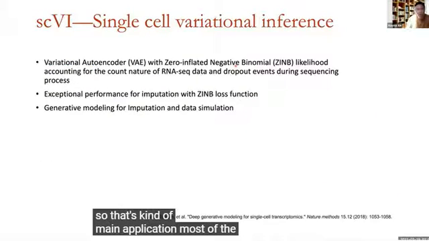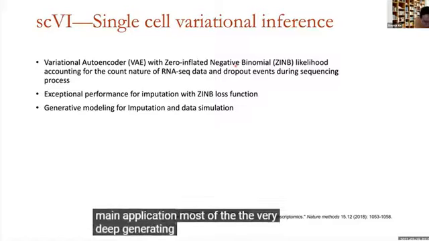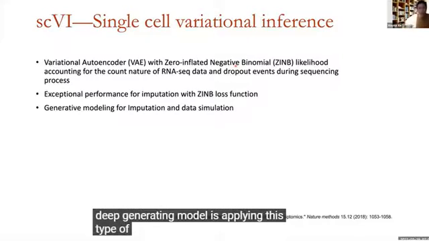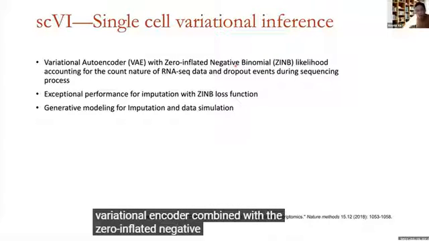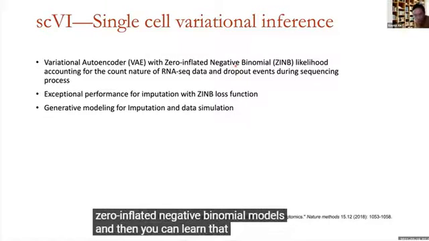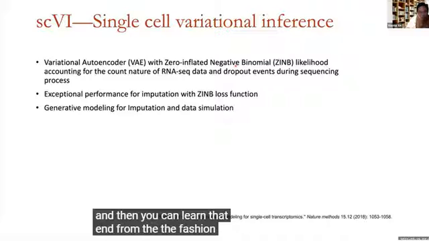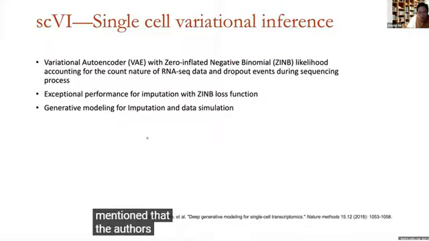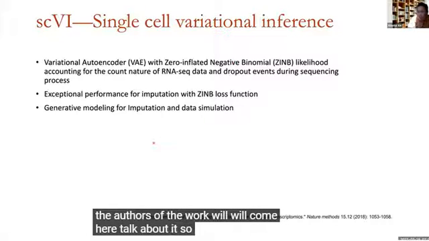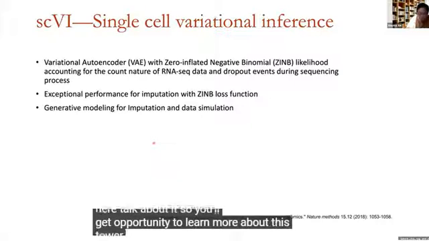Most deep generative models apply this type of variational autoencoder combined with zero-inflated negative binomial models, and then you can learn that in an end-to-end fashion. There's this work called scVI. Manolis mentioned that the authors of the work will come here and talk about it, so you'll get an opportunity to learn more about it.